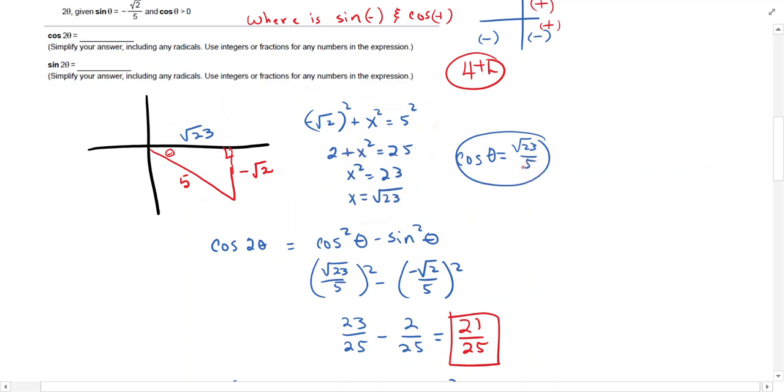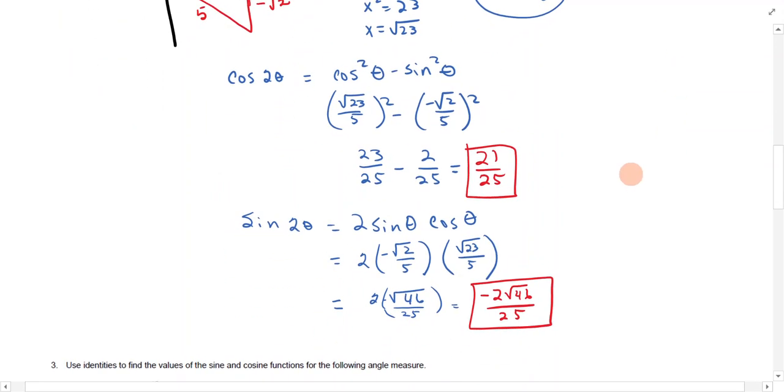So cosine theta is square root of 23 over 5. Once I have this and I'm given this, I can do cosine 2 theta. Plug in the values, square them, and I get 23 over 25 minus 2 over 25, which is 21 over 25. Then I could do sine 2 theta, 2 times that value times that value. You get 2 times negative square root of 46 over 25, and that will be your final answer.